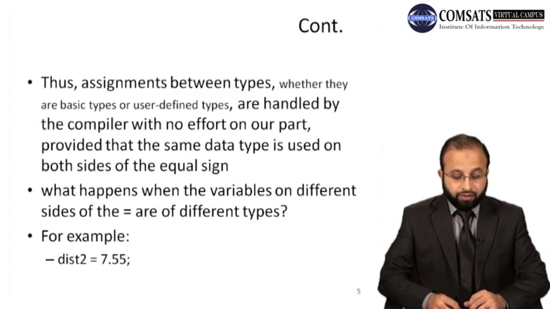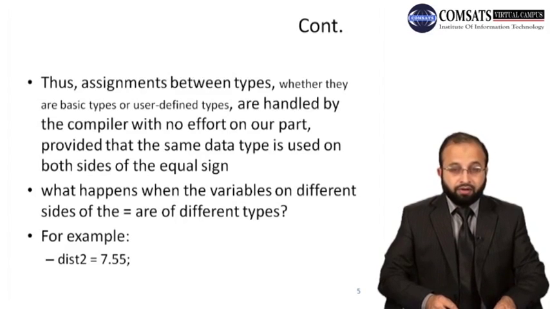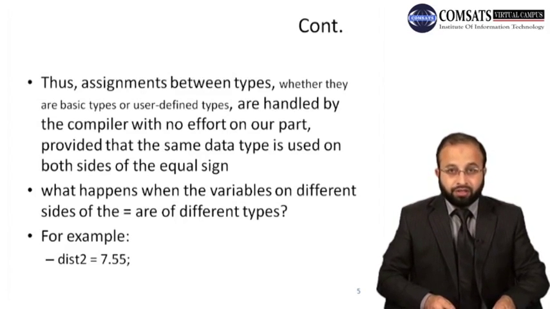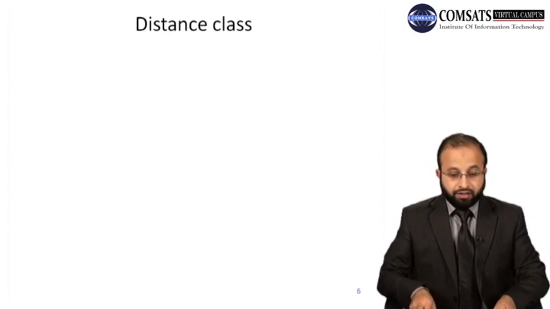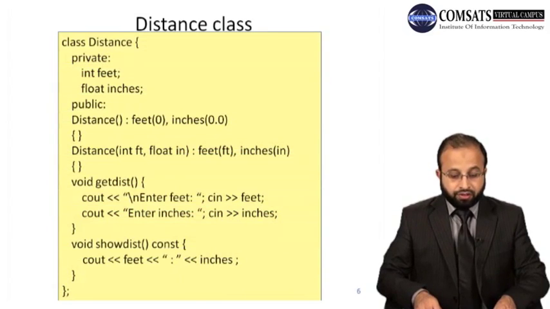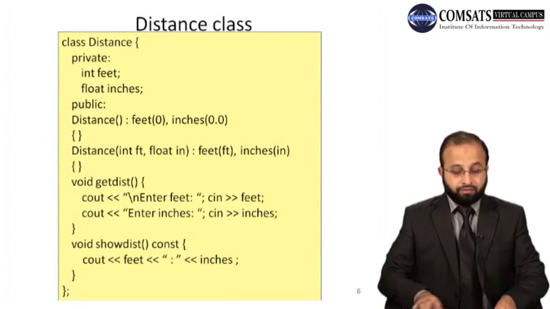So now for this kind of conversion we have to provide some functions, because the C++ compiler will not provide such conversion implicitly. So we have to write the conversion routine explicitly. So let's see the distance class. We have used this class in many examples, so I hope this is very clear.